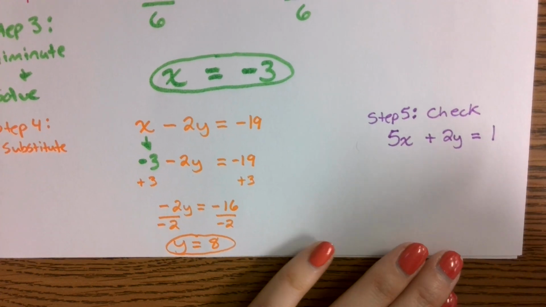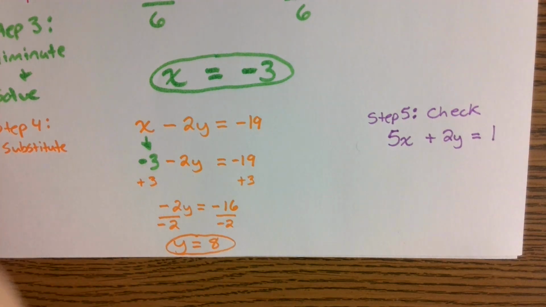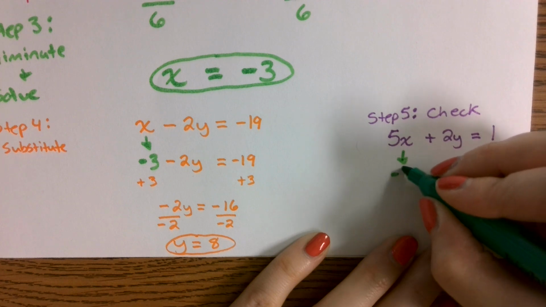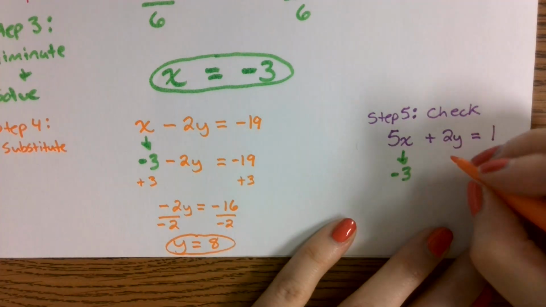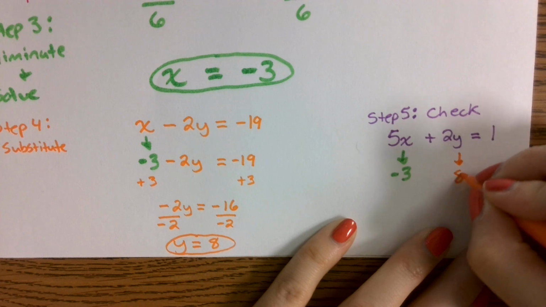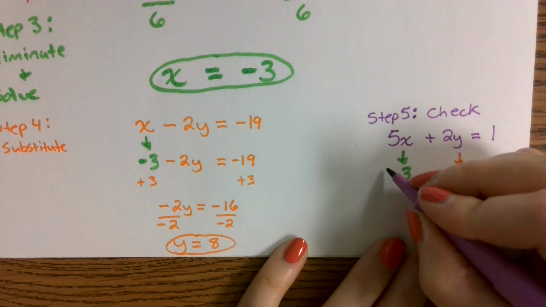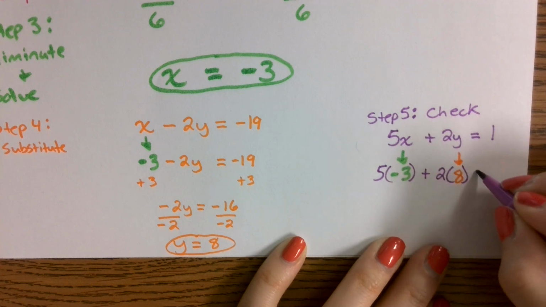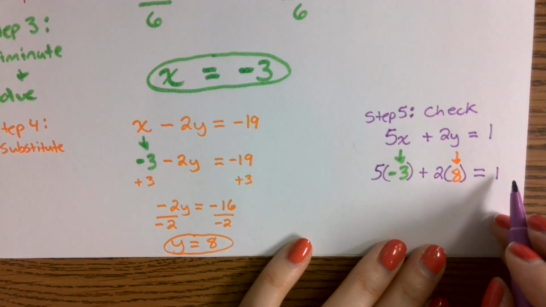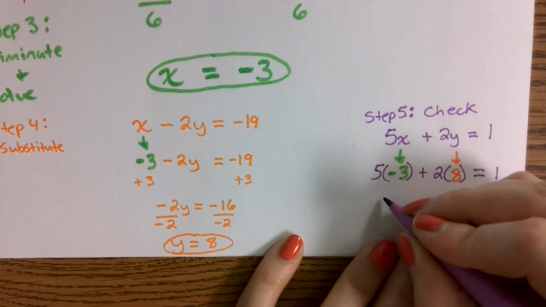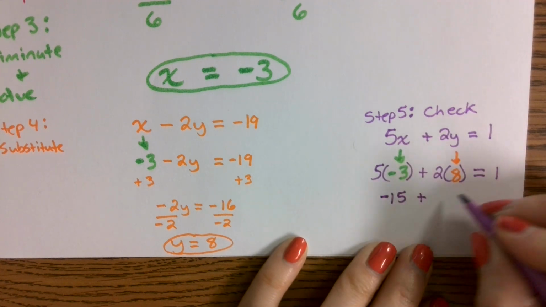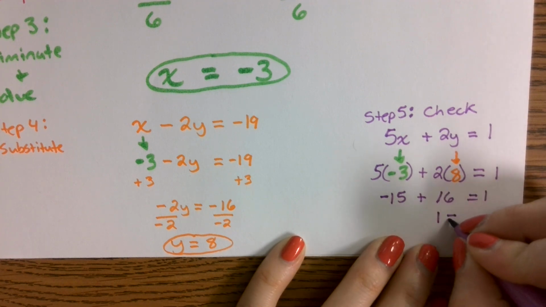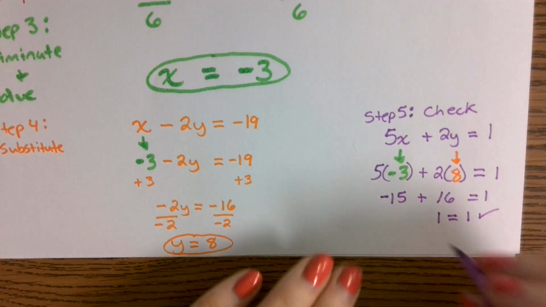5x plus the 2y was equal to 1. We're going to substitute our x and y values in. So we're replacing this x with a negative 3. We're going to replace this y with a positive 8. So we have 5 times negative 3 plus 2 times positive 8, and we're going to check to make sure that it equals 1. 5 times negative 3 is a negative 15. 2 times 8 is a positive 16, and when I add those together, I do get a value of a positive 1. So there's my solution.